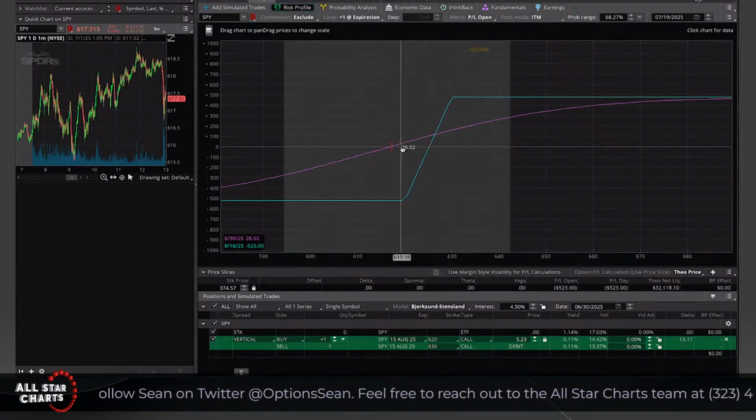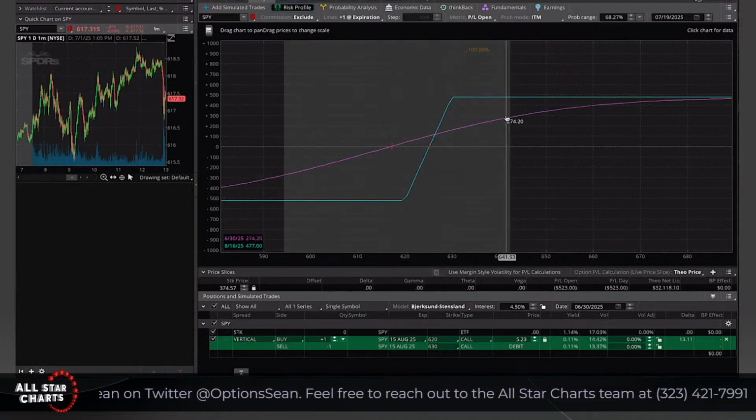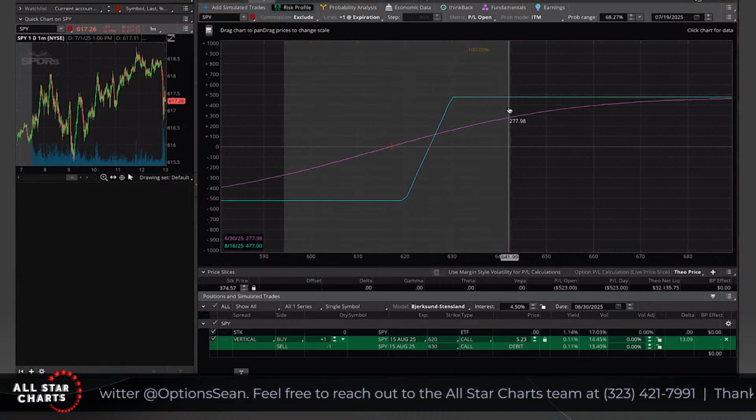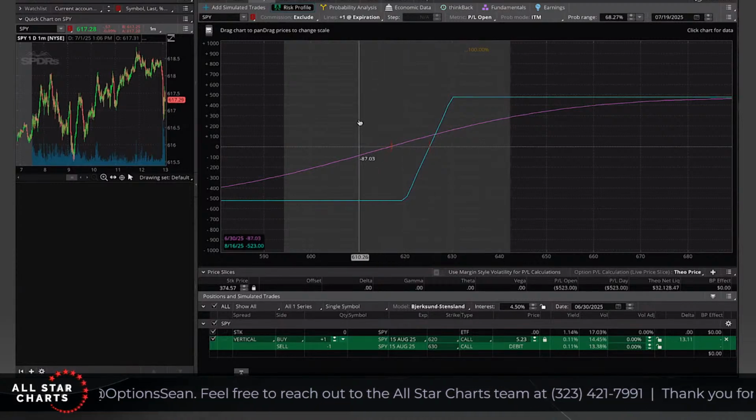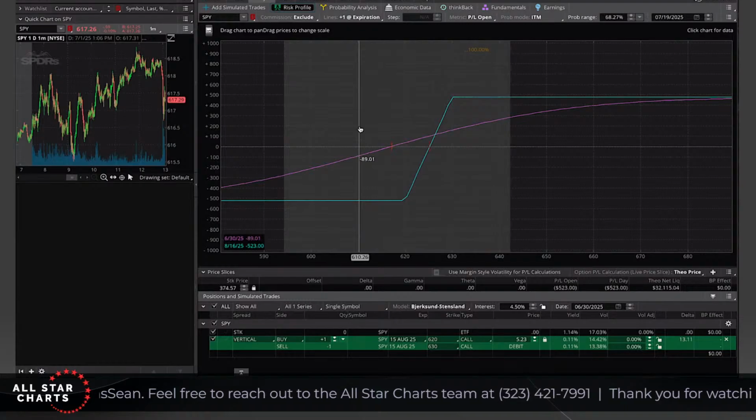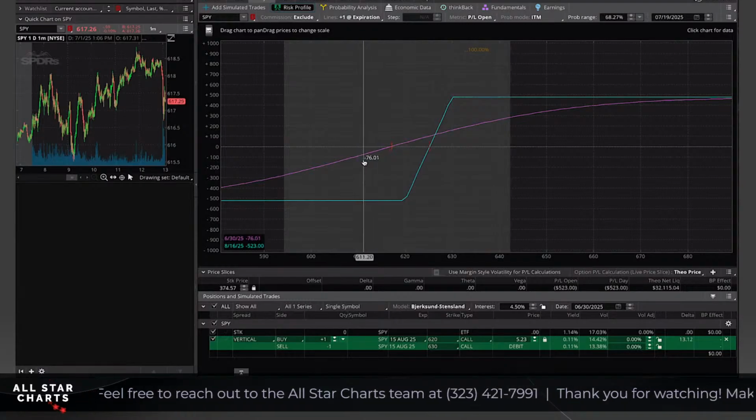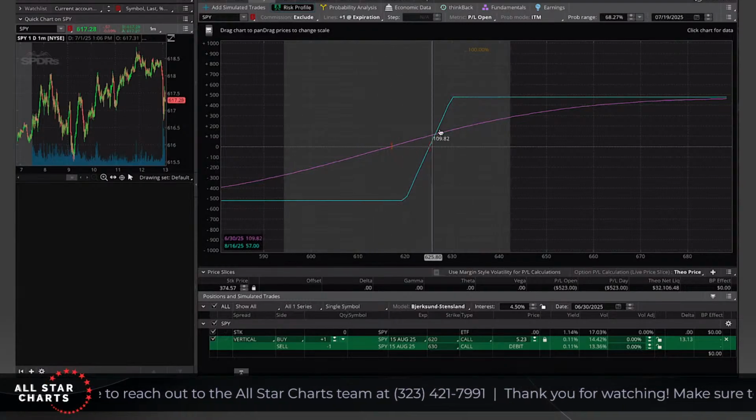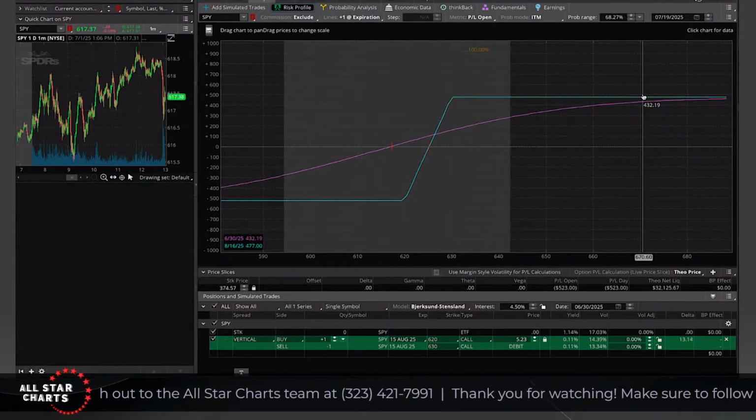You know, if the SPY were to trade up to 640 today, you would see I'd be up about 277 bucks. If it traded down to 610 today, I'd be losing about 87 bucks. It's kind of highlighted right there by my mouse. The blue line is what the P&L would be on expiration day.